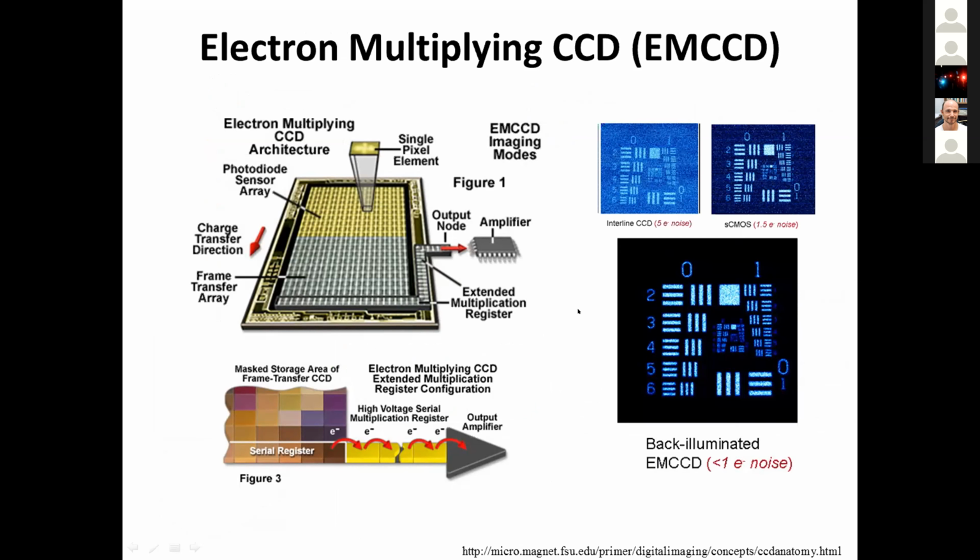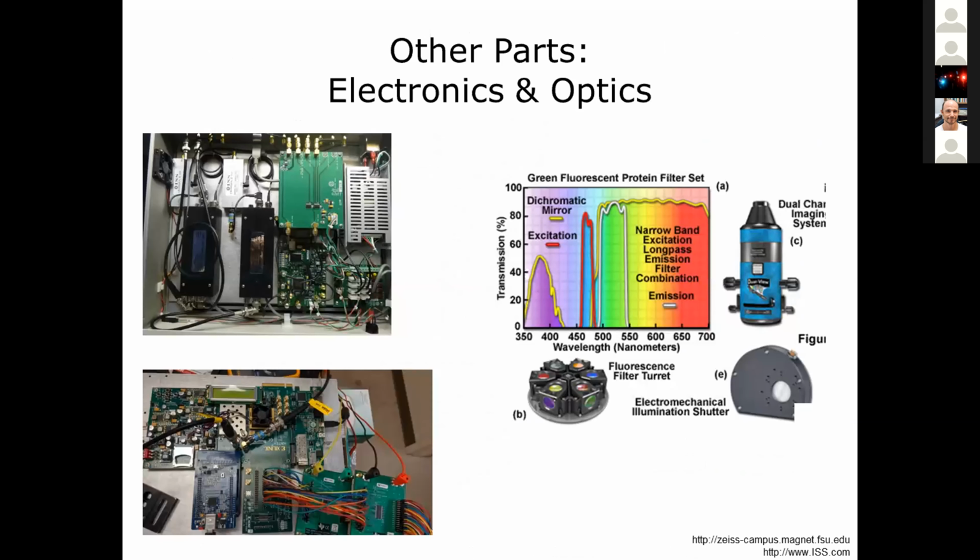The cons of this is that usually the pixels here are larger, and you still have the read time, because no matter what, you have to wait until the last pixel is read to get the new measurement. Then we have some other parts which are very important for the microscope, and these are electronics.